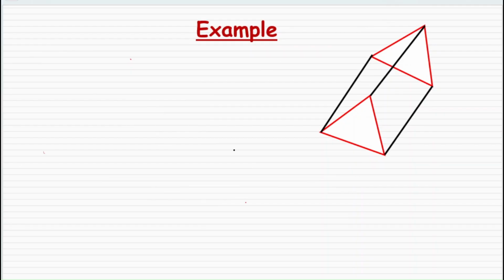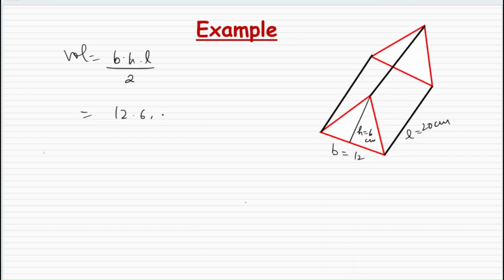All right, let's take one more. Let's take the base as 12, the height as 6, and the length as 20 centimeter. The picture is not to scale. So volume is base times height times length divided by 2. The base is 12, the height is 6, the length is 20, divided by 2. I can divide 20 by 2 as 10. So my answer is 720 centimeter cube as the volume.